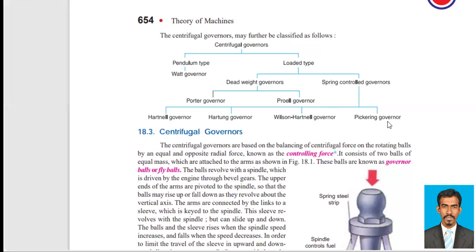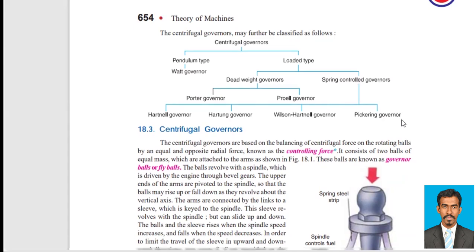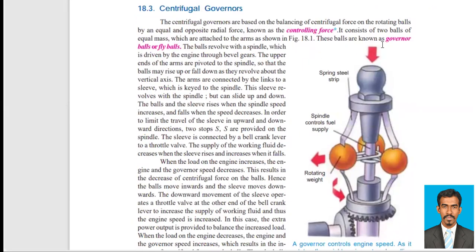In this chapter, we will study in detail all these types of governor: the watch governor, Porter governor, Royal governor, Hartnell governor, Hartung governor, Wilson Hartnell governor, and Pickering governor. So this is a simple schematic of a governor.